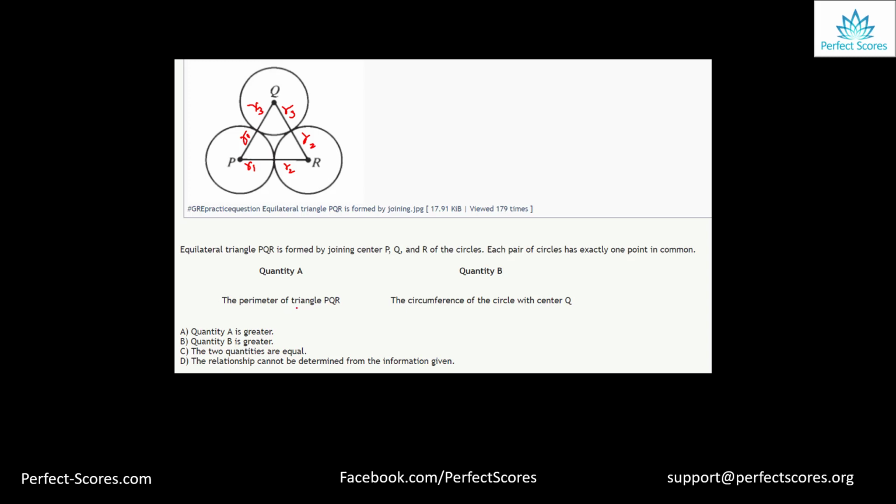Now the perimeter of triangle PQR. What is the perimeter of triangle PQR? That is going to be 2 times (R1 plus R2 plus R3), that is going to be this quantity here, because you have 2 times R1, 2 times R2, and 2 times R3. And then here you have the circumference of the circle with center Q. So there you have 2 pi R3.